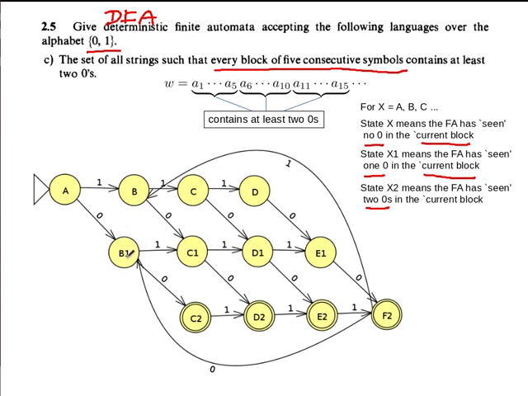So if you have seen, say, 1 1 0 1, so what will you have? 1 1, so no 0. Then you have seen 0, that means you come here, and then another 1, then here. If you then see another 0, then you complete these 2 zeros via this and this, and you are in some accepting state, right?